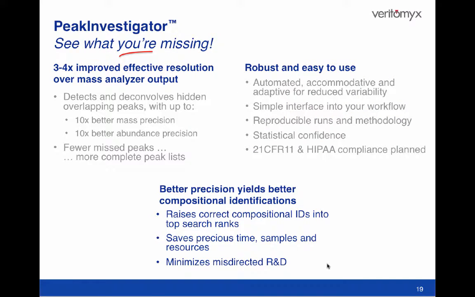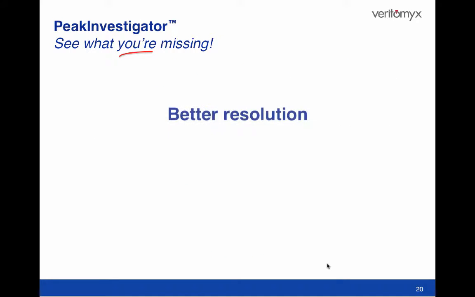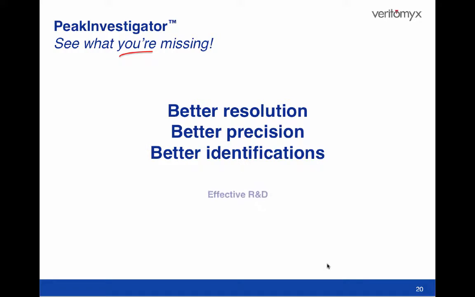But the true value of PeakInvestigator arises from leveraging its remarkable precision improvements into better compositional ID search rankings, greatly reducing the waste of precious time, samples, and resources in downstream investigations or in research misdirected by incorrect IDs. Better resolution produces better precision, which yields better identifications. PeakInvestigator's ultimate value proposition is more effective R&D that accelerates you to your objectives.